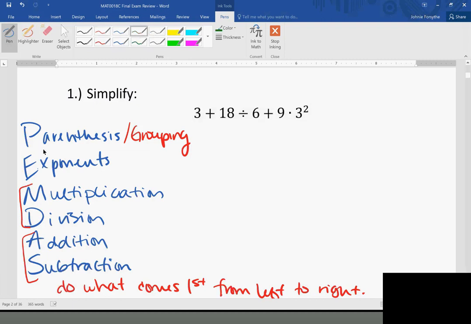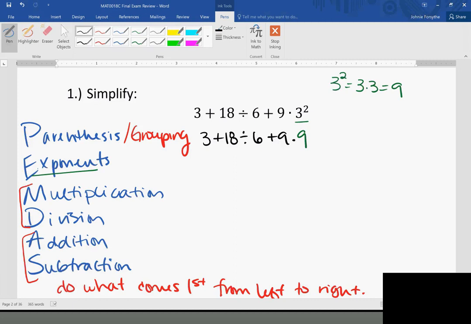So we don't have any grouping symbols. Next, we're going to look at exponents. So we do have an exponent here of 3 squared. So 3 squared equals 3 times 3, which is 9. So we're going to write that 9 and write everything else down. So now we have 3 plus 18 divided by 6 plus 9 times 9. So now we've taken care of our exponents.